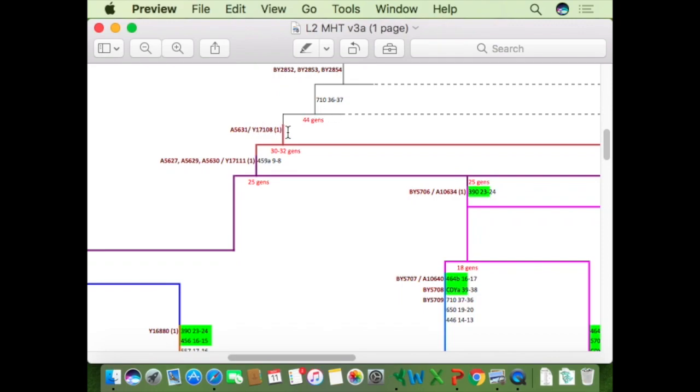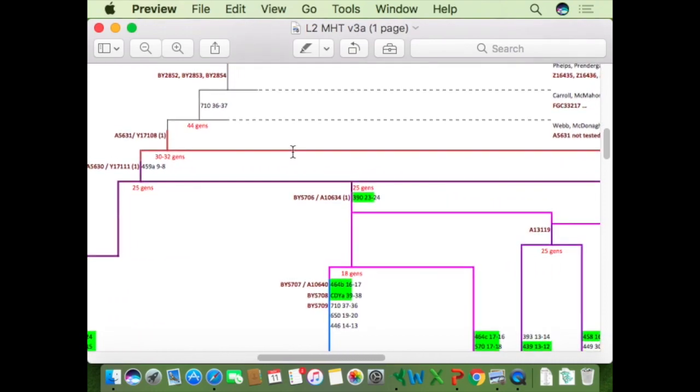You can see that when we get down to A5631, this is the SNP that is the overarching SNP for all the GLEASONs of lineage 2. And that is dated to approximately 30 to 32 generations ago. And 30 generations ago is going to bring you back to roughly 1000 AD. So are we looking here at the originator of the GLEASON surname in this particular genetic group? That's the fascinating question. And I think we're very, very close to him.